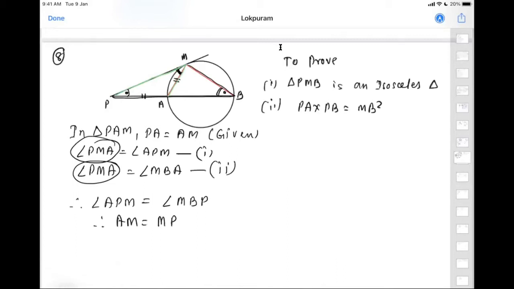Sorry, it is APM. APM we can also write as BPM, that is equal to angle MBP. So we can say BM is equal to PM. When BM is equal to PM, that means triangle PMB is an isosceles triangle.